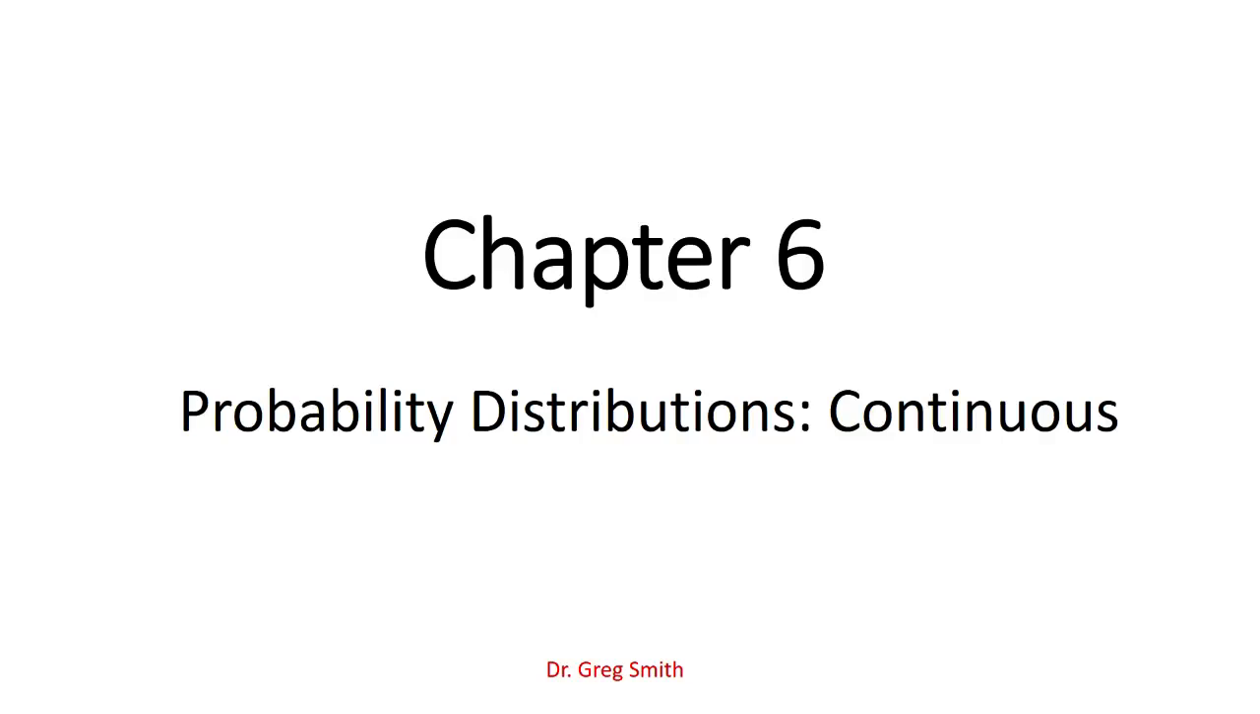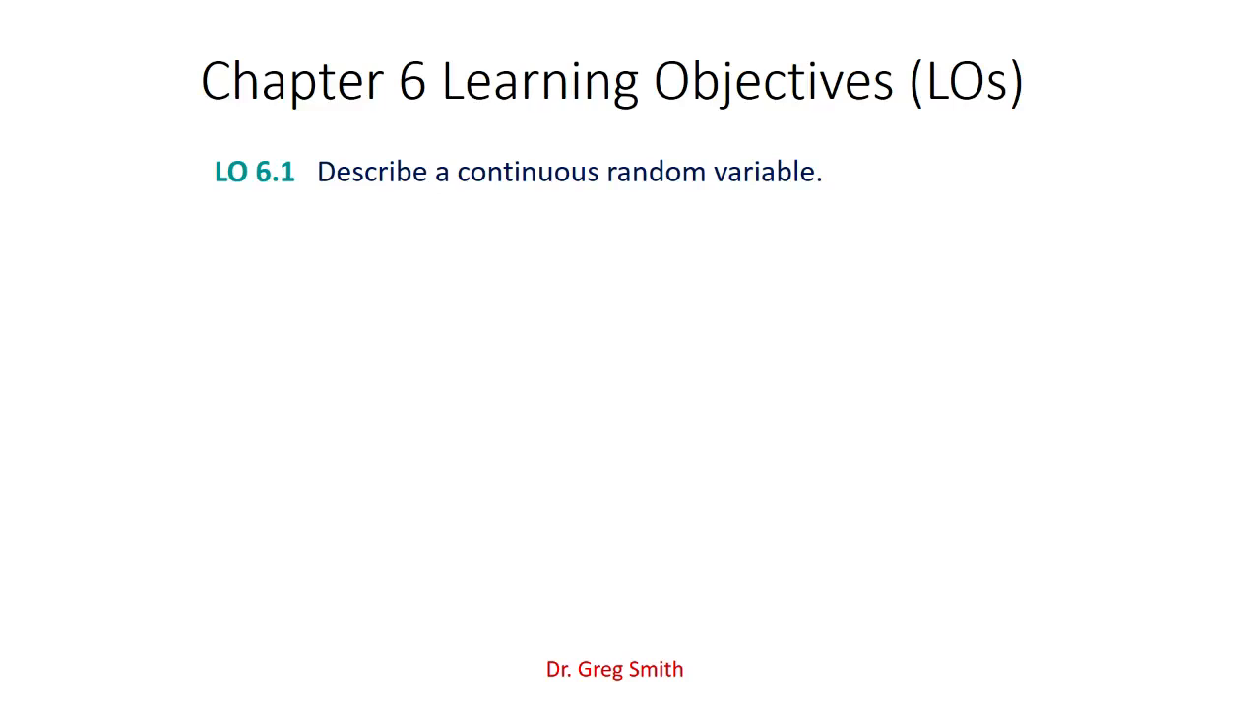Welcome to Chapter 6. Chapter 6 continues our discussion of probability distributions. In this case, we're going to talk about the continuous distribution, sort of an extension from what we talked about before in the discrete distributions, except that we're not going to allow ourselves to have at-value probabilities. So, what are we going to do?